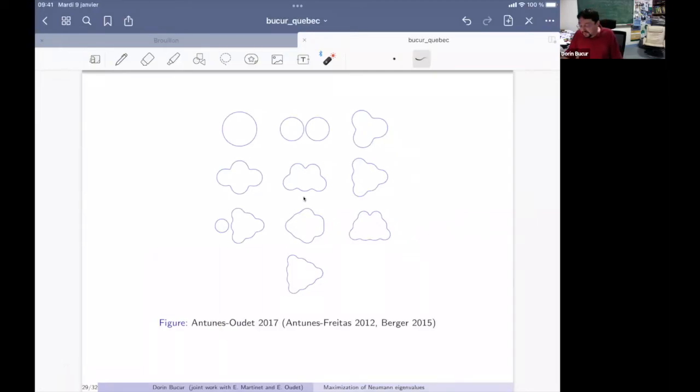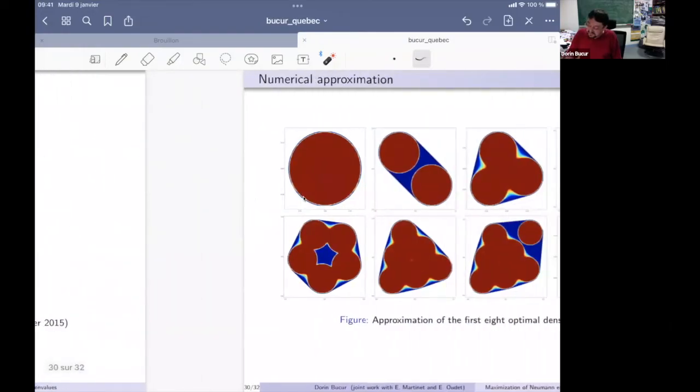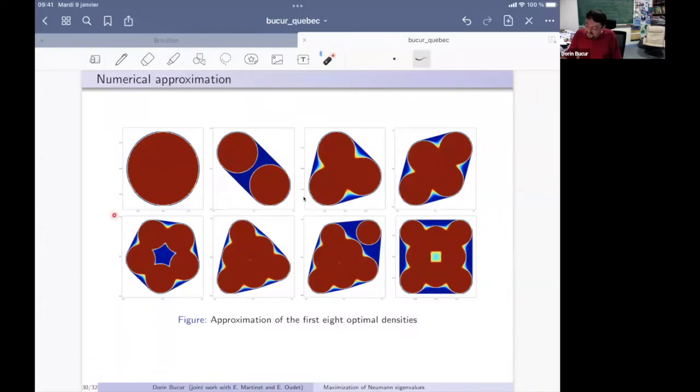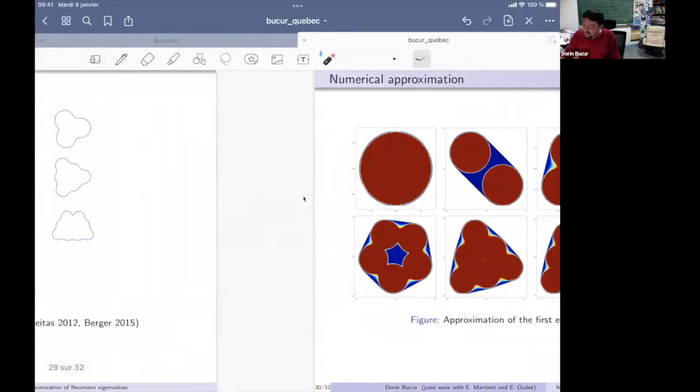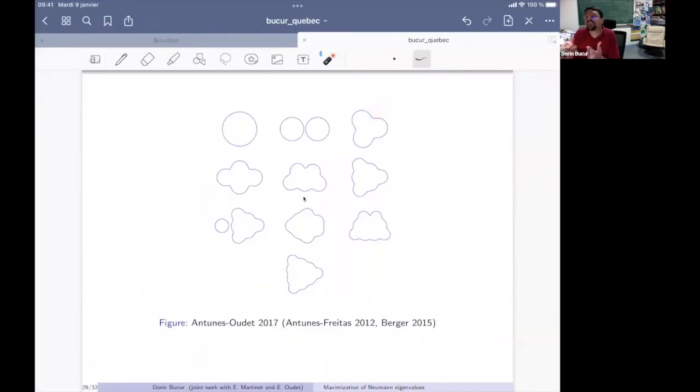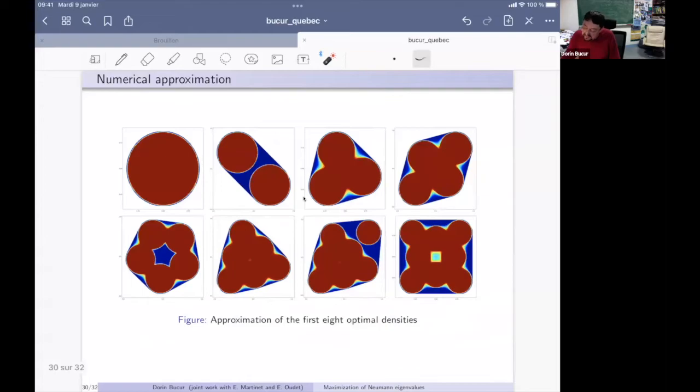These are the results obtained by Antunes and Oudet in 2017. These are the geometries, and I just highlight mu5 here, and I show you what we have obtained. You see, ball, two balls. The red color is 1, blue is 0. Three balls: you see there is some region, a kind of relaxation region. This is the geometry that they obtain in the class of shapes. Here we work in the class of densities, and there is some sort of passage from 1 to 0.